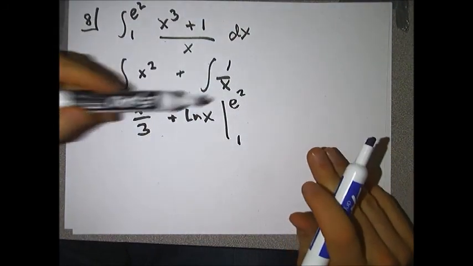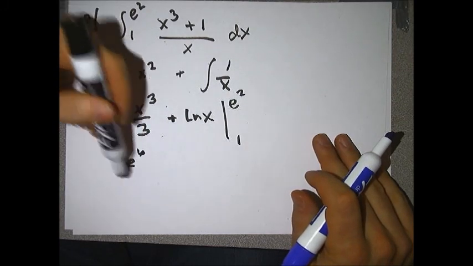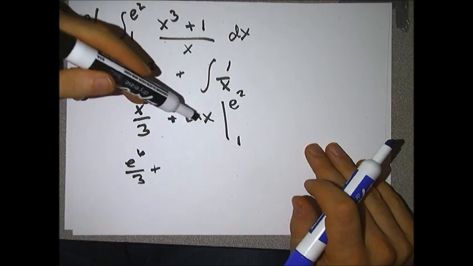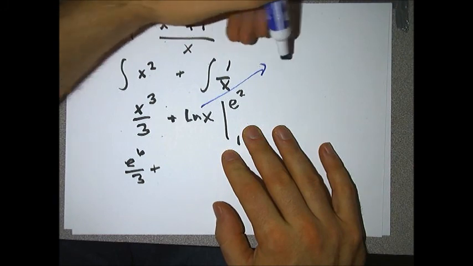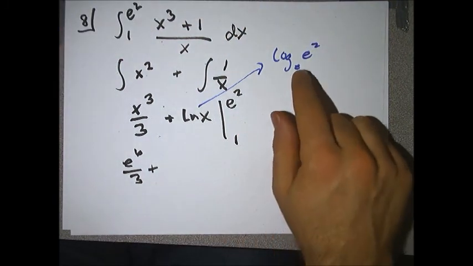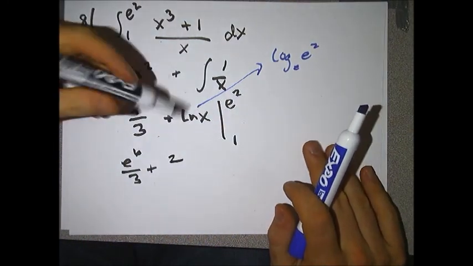If I plug in e squared to the 3rd is e to the 6th over 3, plus when I plug in e squared into here, natural log of e squared. Remember, we want to think of this as log base e. So if I plug in e squared, this is e to what power is e squared? And that would be 2.